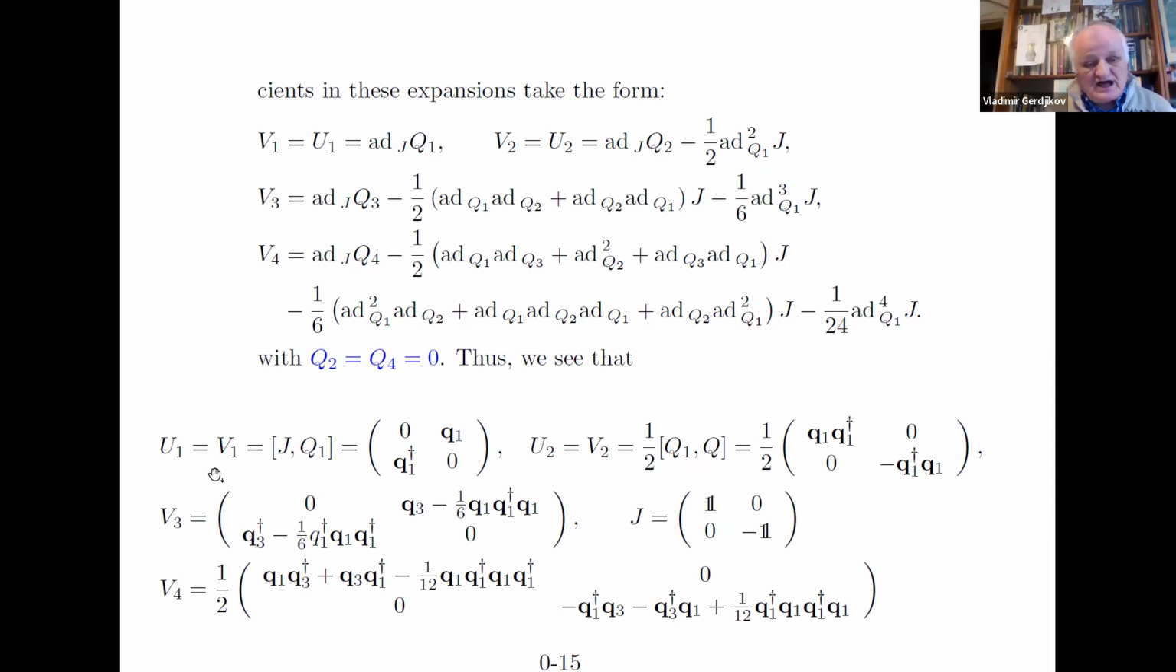For example, U1 and V1 are equal, and they are this associative Hermitian matrix. U2 and V2 are equal to just 1/2 Q1 with that Q, and it is a block diagonal Hermitian matrix. V3, this is the expression for V3, off diagonal. And finally, V4, which is again block diagonal. Okay, it doesn't come out to be so terrible, huh?